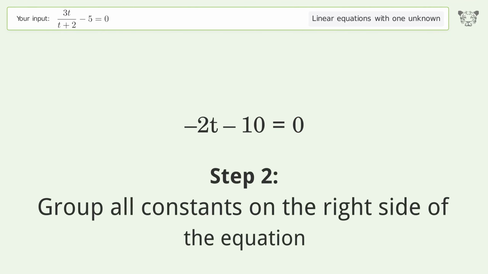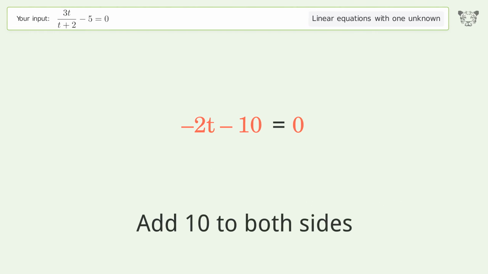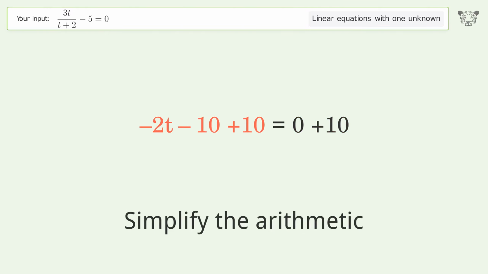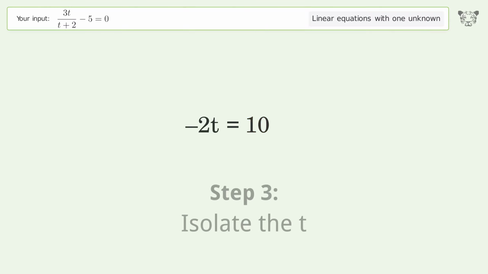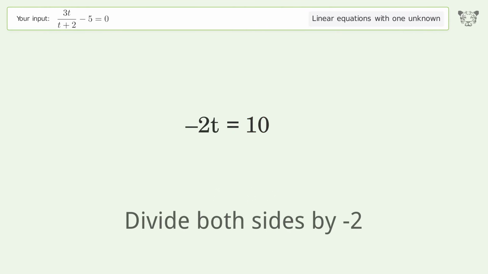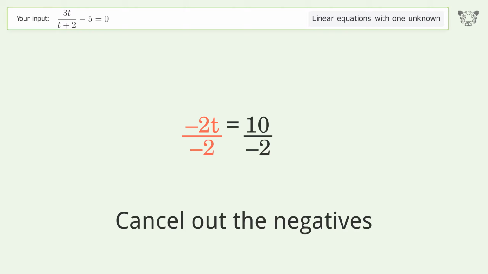Group all constants on the right side of the equation. Add 10 to both sides. Simplify the arithmetic. Isolate the t. Divide both sides by -2. Cancel out the negatives.